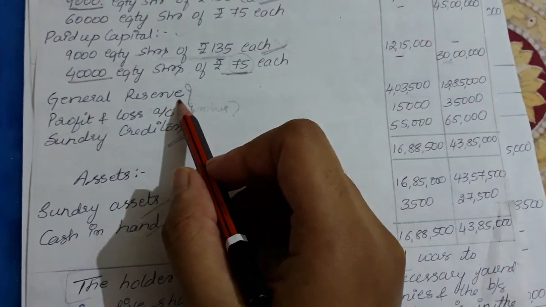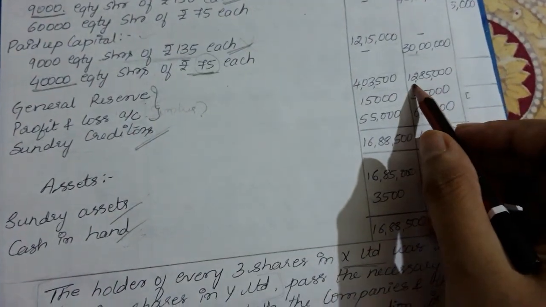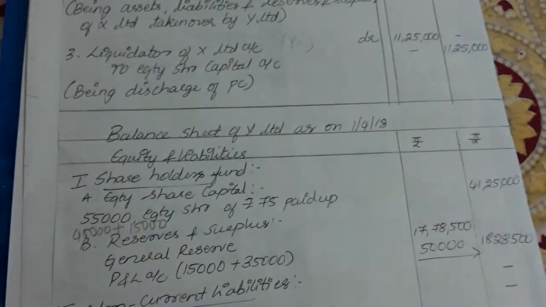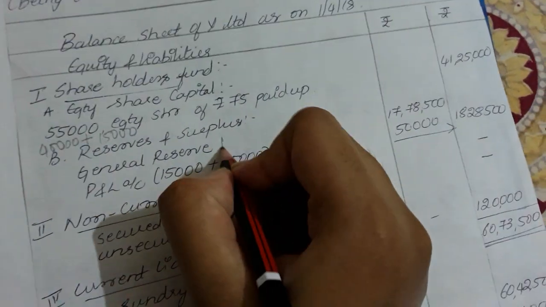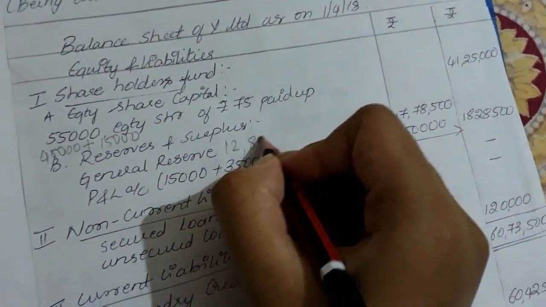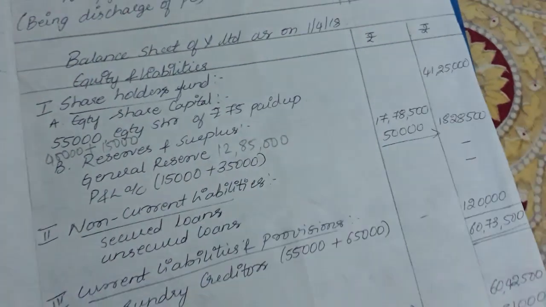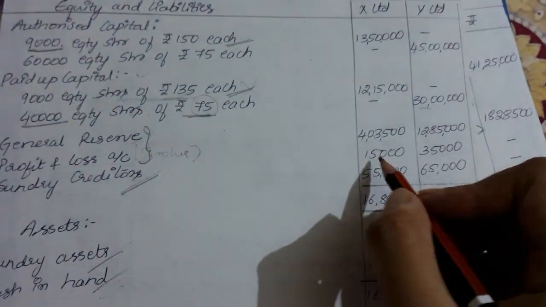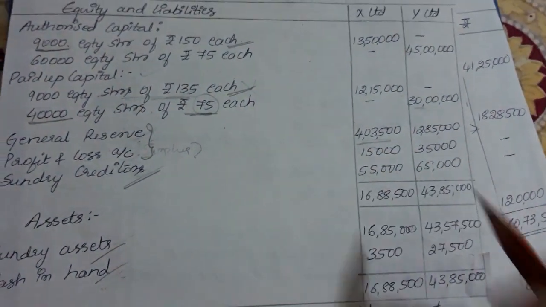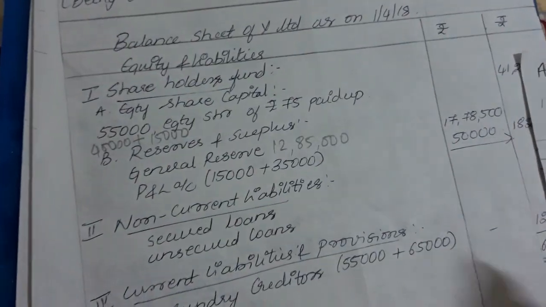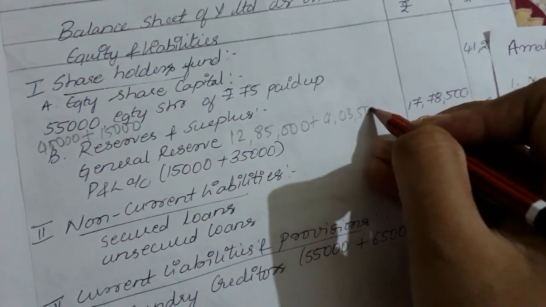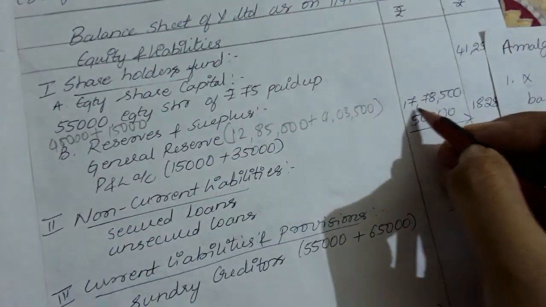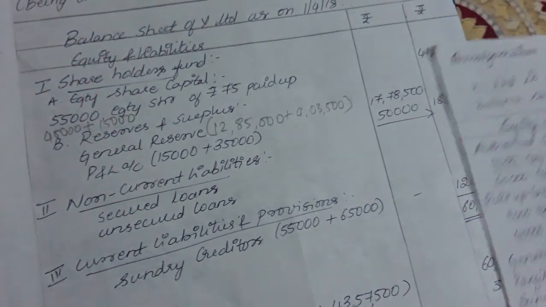So next, coming on to what were there? Next, it was the reserves, general reserve. So general reserve worth 12,85,000 of Y Limited. Now we have merged, right? So we should be taking that of X Limited also, that is 4,03,500 plus 12,85,000. So you can read that will be 17,78,500.